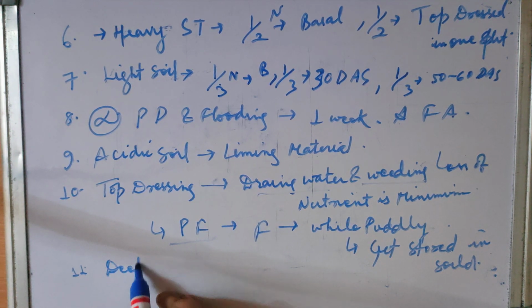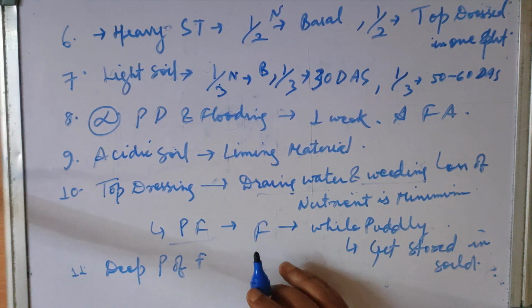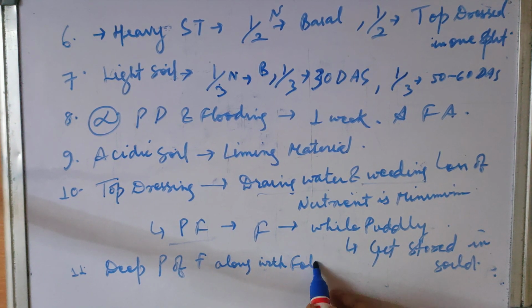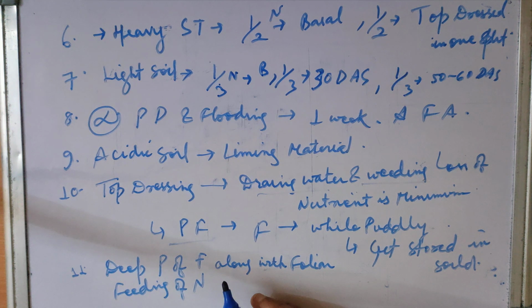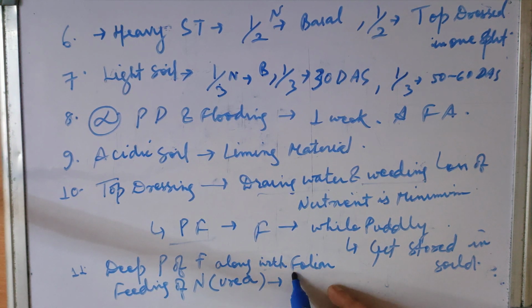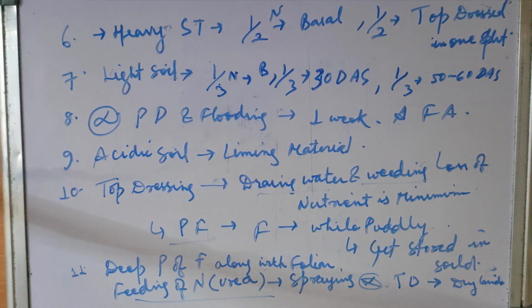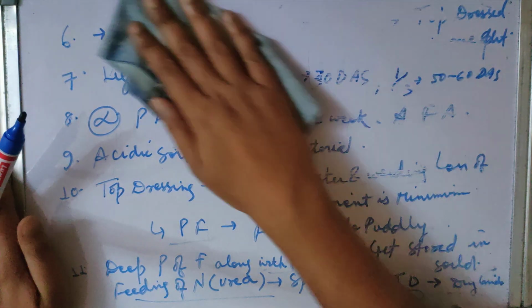Next point, deep placement of fertilizer along with foliar feeding of nitrogen, that is urea, through spraying instead of top dressing in dry lands. In dry lands we should spray urea instead of top dressing. Moving on to next point.